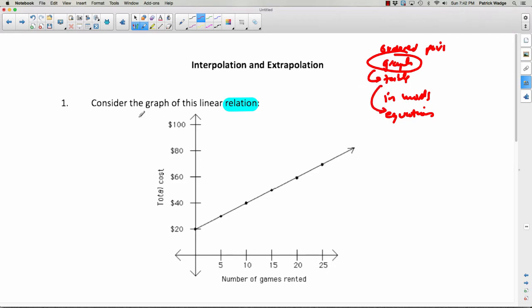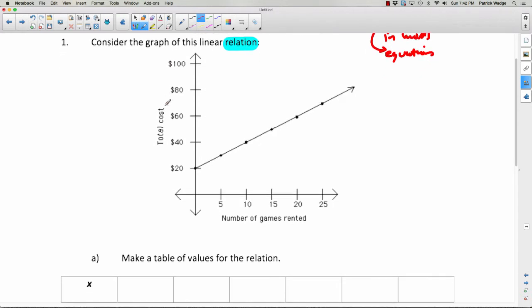So here's an example. Consider the graph of this linear relation. You know how you know it's a linear relation? Because the graph is a line. Alright, so what do we got here? We got a number of games rented. So, someone's going and renting games for their PS4 or whatever. I don't know anything about gaming. And then we have the total cost here.